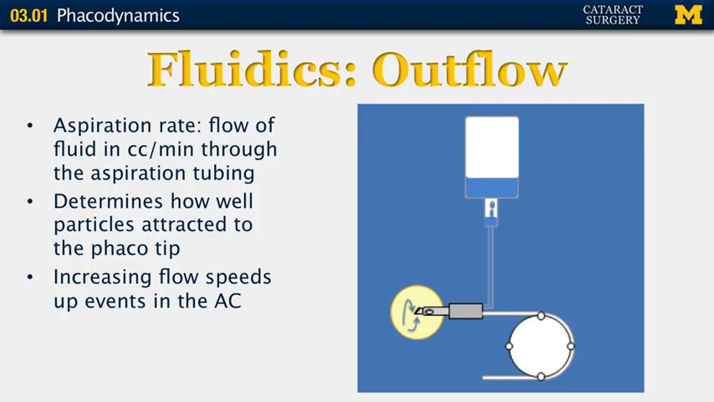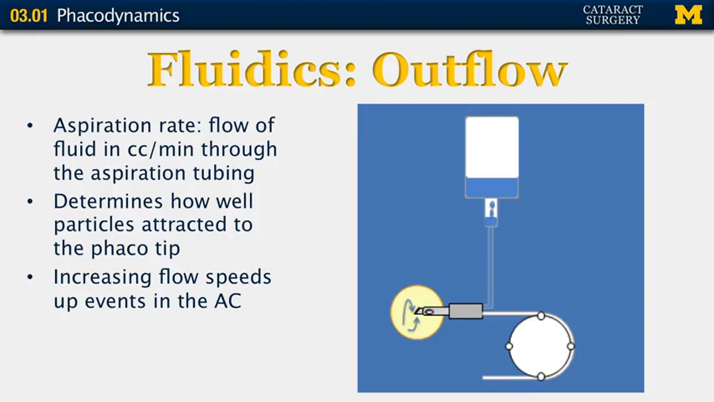So let's now talk about fluidics outflow. This is more complicated than fluid inflow to the eye. We have a few different factors that we have to take into account, and let's define a few terms here. We're first going to define the aspiration rate. This is the flow of fluid in volume, or cubic centimeters per minute, through the aspiration tubing, and we can see it in our diagram as the blue arrows being drawn into the phaco handpiece.